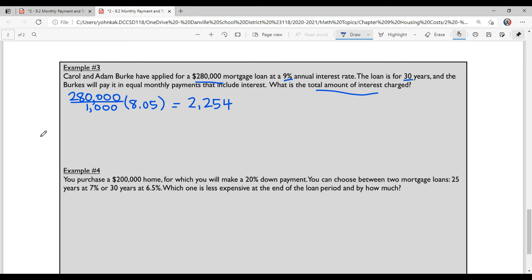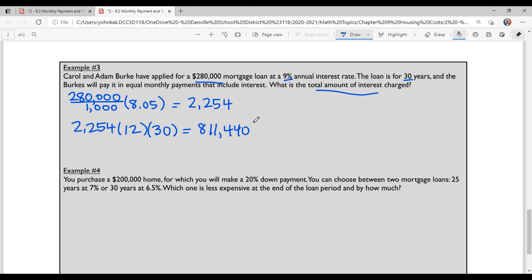We need to also then find the total amount paid. So $2,254, we're paying it every month. So that's 12 months. And we're paying it for 30 years. So we're going to multiply 2254 times 12 and times 30. This gives us an amount repaid of $811,440.